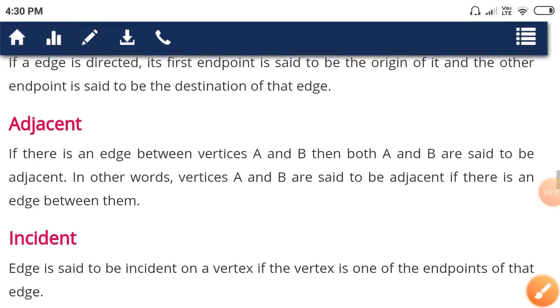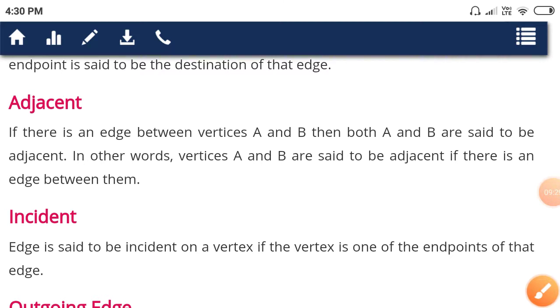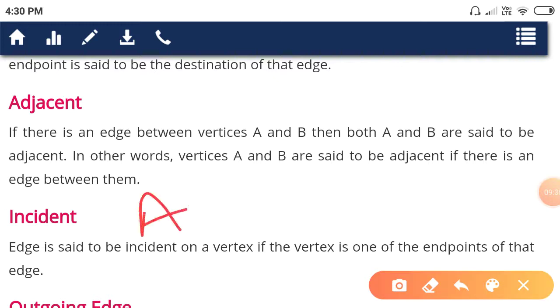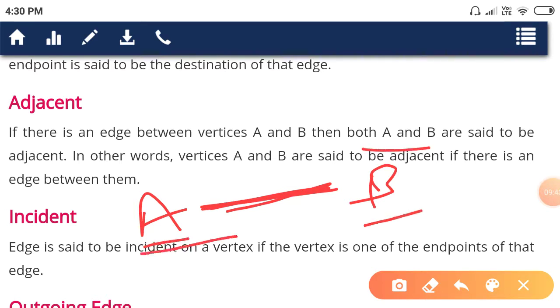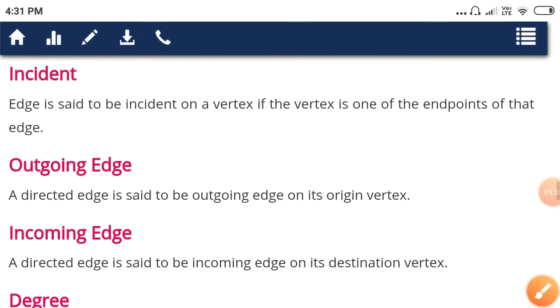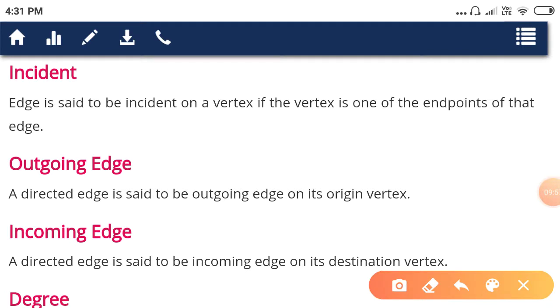Okay, so next one, what are adjacent vertices? If there is an edge between two vertices, like a and b, then both a and b are said to be adjacent vertices. If there is a link between a and b, we call them adjacent vertices. Okay, so next one, incident.